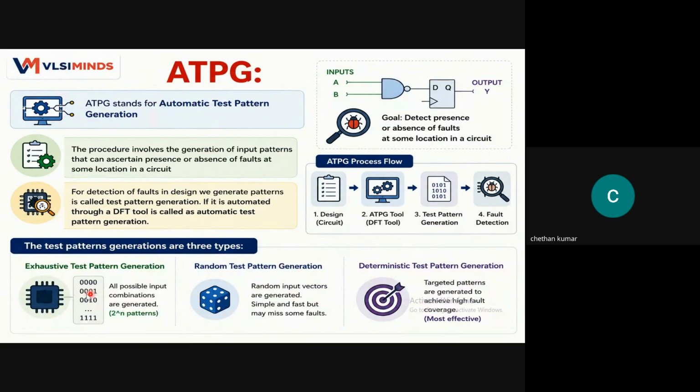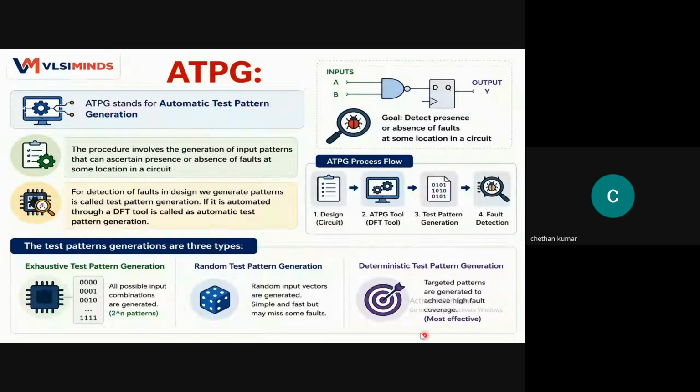For example, if we have 4 inputs, we have 16 combinations. But it will not apply all 16 combinations. Randomly it will pick one and try to find out whether a fault is there or not for this particular pattern. It will keep repeating this process until it is not finding any faults. That process is done by random ATPG, meaning random test pattern generation.